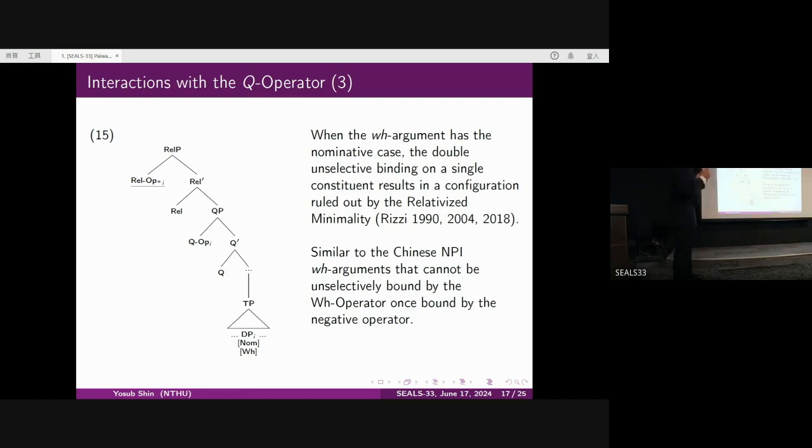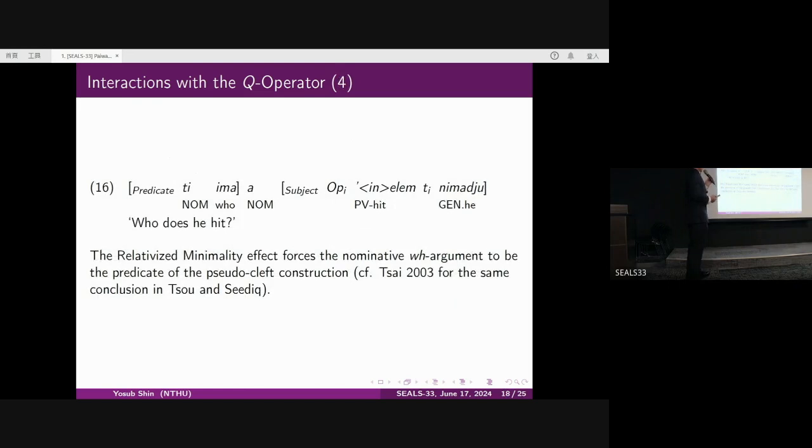Because of this reason, Austronesian syntax must come up with some other kinds of strategies to split these two different kinds of features. As we can see, this structure is a pseudo-cleft structure. If we use this kind of pseudo-cleft structure, then we can keep the WH feature within the predicate position while we keep the nominative case within the subject position. So this is probably one of the reasons why we need to use this kind of pseudo-cleft construction in many Austronesian languages, including the Paiwan examples.